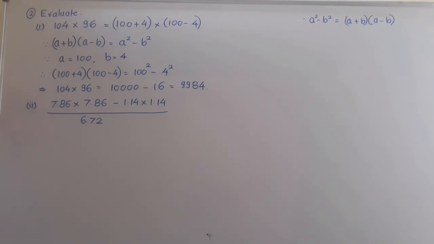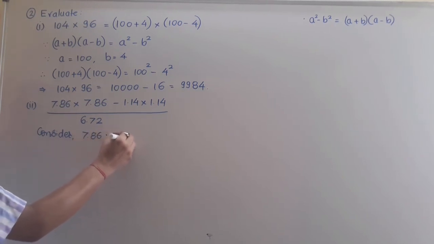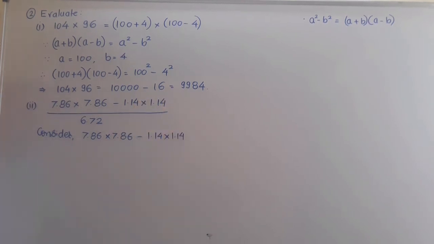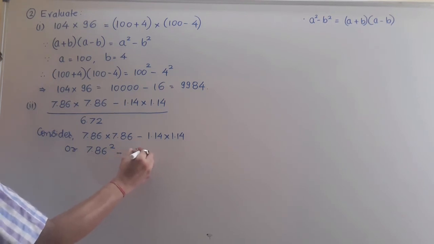Now first of all we shall find out the value of the numerator, then that value we shall place here and divide by 6.72. So first we are considering 7.86 into 7.86 minus 1.14 into 1.14. Now see, if you multiply two same terms, the answer will be the square of that term. Suppose if you multiply 2 into 2, that will be equal to the square of 2, meaning 4. So these two terms' multiplication, I can write down as 7.86 square minus 1.14 square.